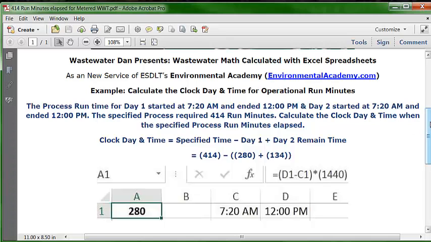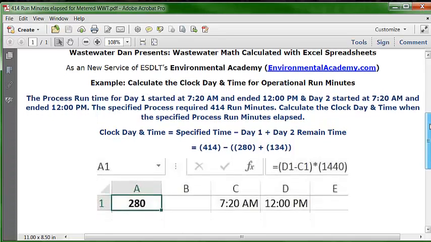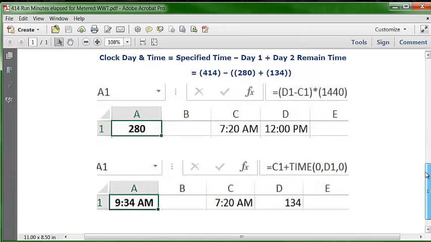So that's the number of minutes elapsed in day 1, and you see that it did not consume the entire 414 minutes. So we're going to do another formula, and in the other formula we're going to figure out what clock time the 134 minutes would elapse to, using our designated start time for day 2. So you slide on down here and look at that.